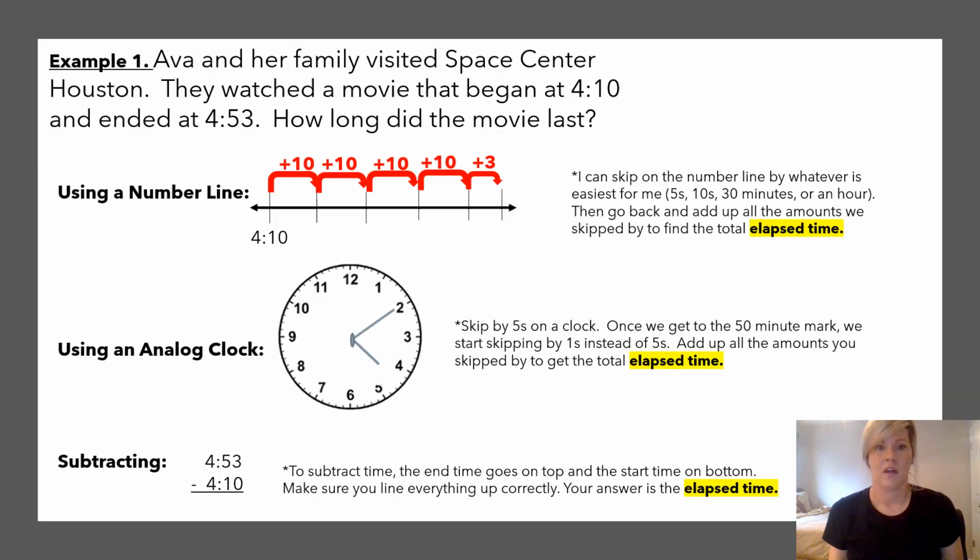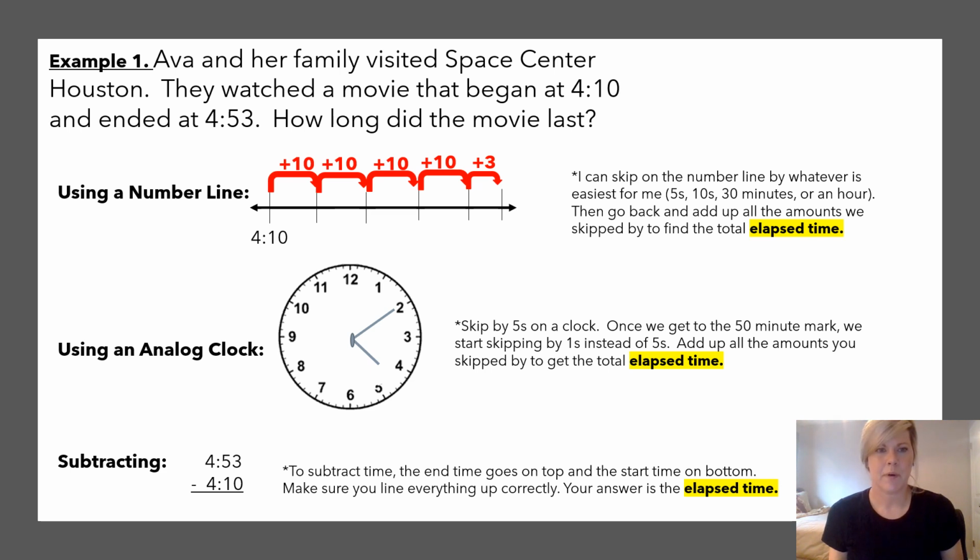Okay. So example 1 says Ava and her family visited Space Center Houston. They watched a movie that began at 4:10 and ended at 4:53. How long did the movie last? Okay. So what we're doing is trying to figure out the elapsed time.